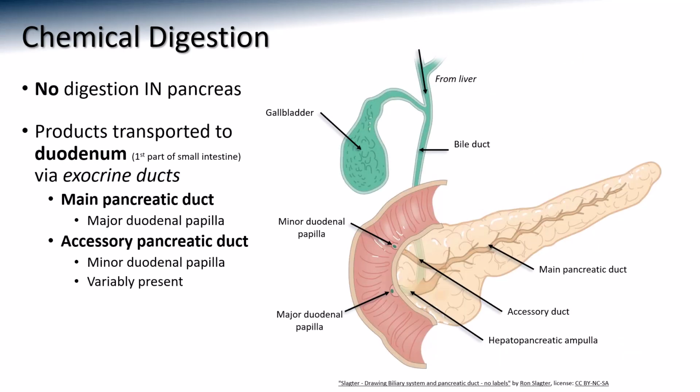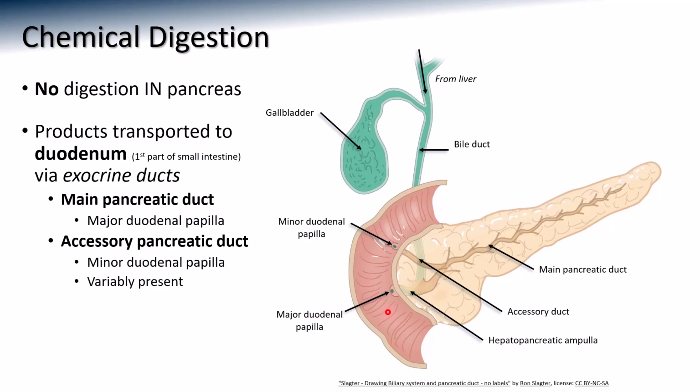So, as I mentioned earlier, there's no digestion taking place in the pancreas. Its products are secreted into those small ducts, and those small ducts eventually join together to form this large main pancreatic duct. And this is going to travel the entire length of the pancreas from the tail down through the head, and it is going to empty into the lumen of the duodenum.